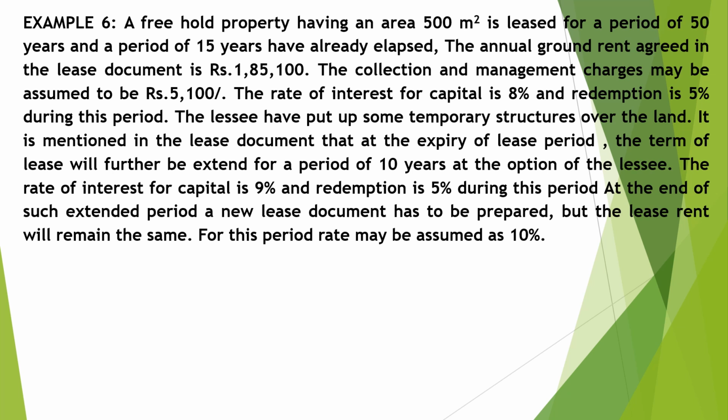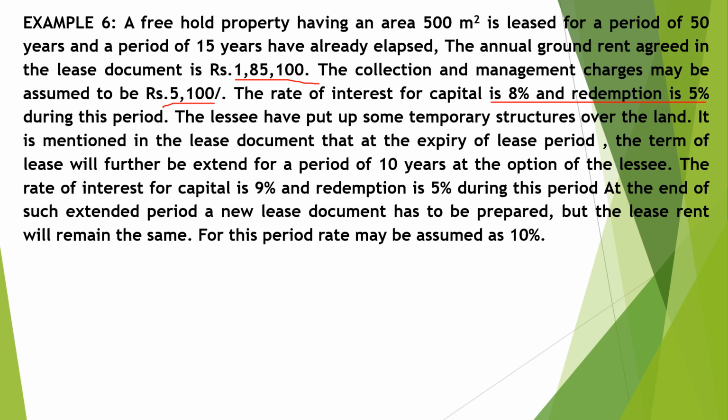Another example: a freehold property having an area of 500 square meters is leased for a period of 50 years, and a period of 15 years has already elapsed. The annual ground rent agreed in the lease document is 1,85,100. The collection and management charges may be taken as rupees 5,100. The rate of interest for capital is 8% and redemption is 5%.